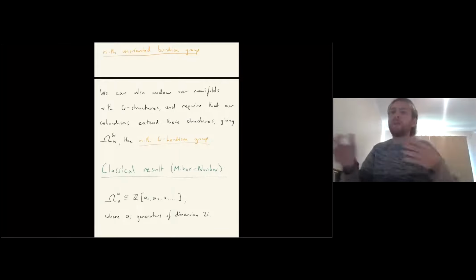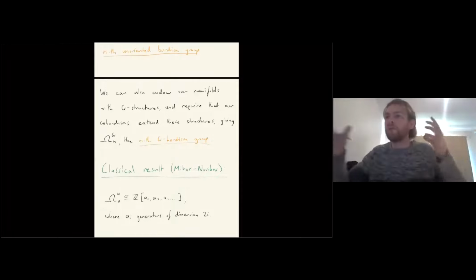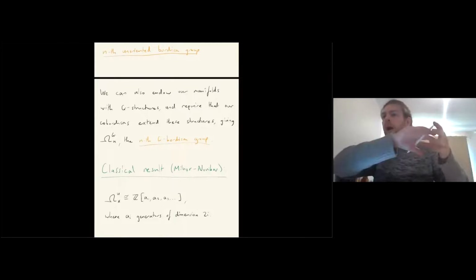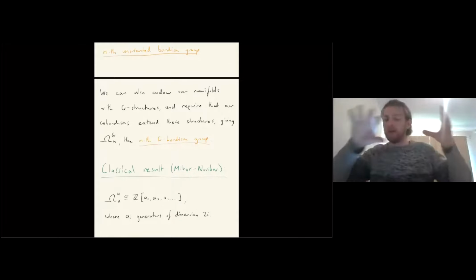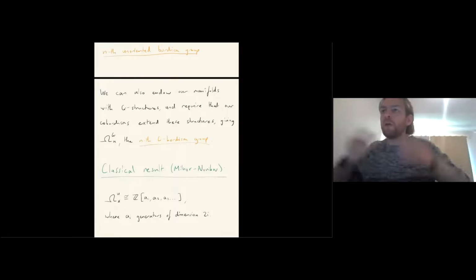And you can also play the same game with these G-structures. So instead of just thinking of unoriented manifolds, you might think of, say, oriented manifolds, and then you require the connecting manifold, the cobordism, to have an orientation as well that's compatible with the boundary. And same with stable complex structures and all of these structures, you can play the same kind of game.